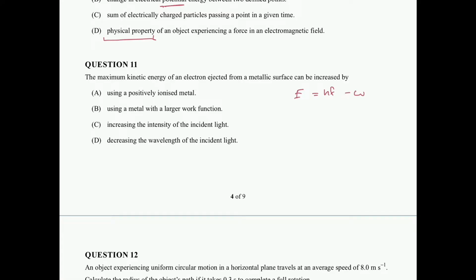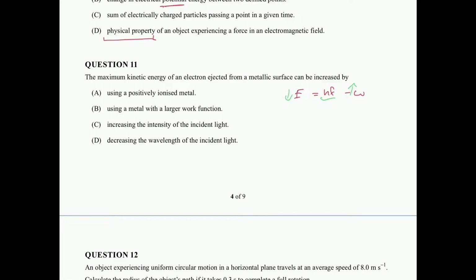So B, using a metal with a larger work function. If you use a metal with a larger work function, so I'm going to use green here, if you increase W, your hf stays constant in this case, so you're just going to decrease EK. So that's not going to increase the maximum kinetic energy in this case.